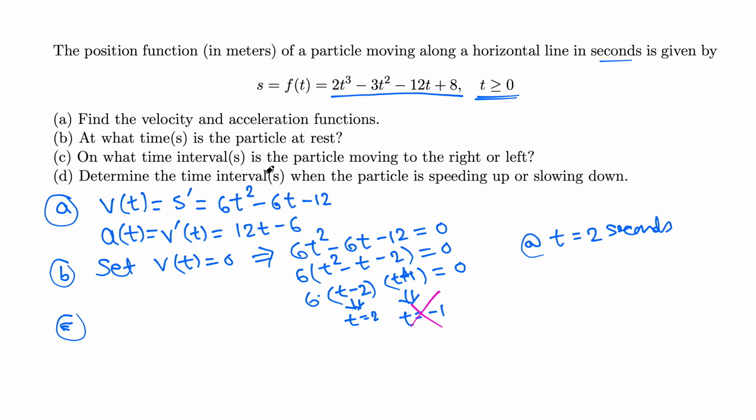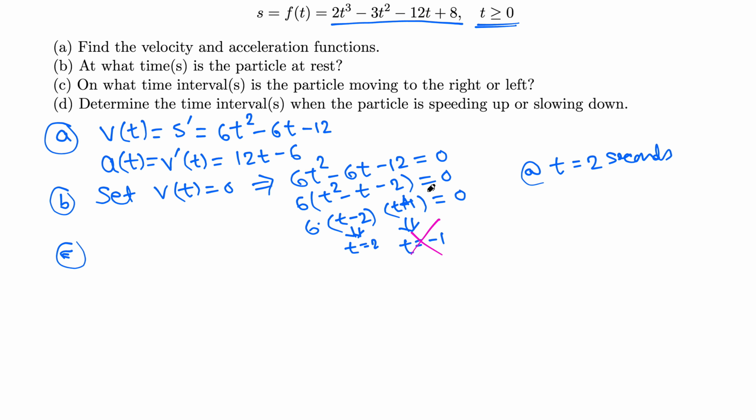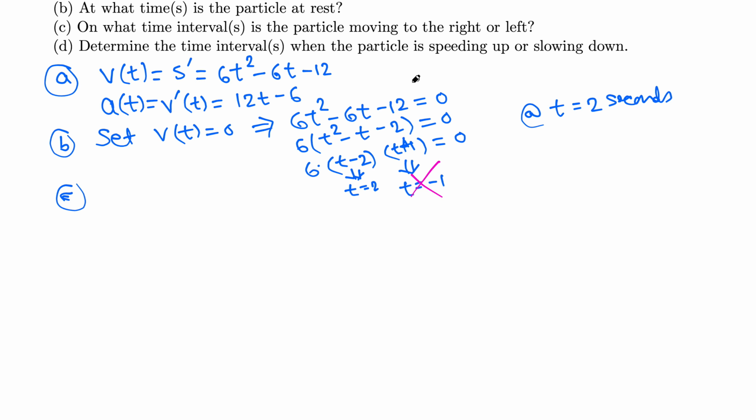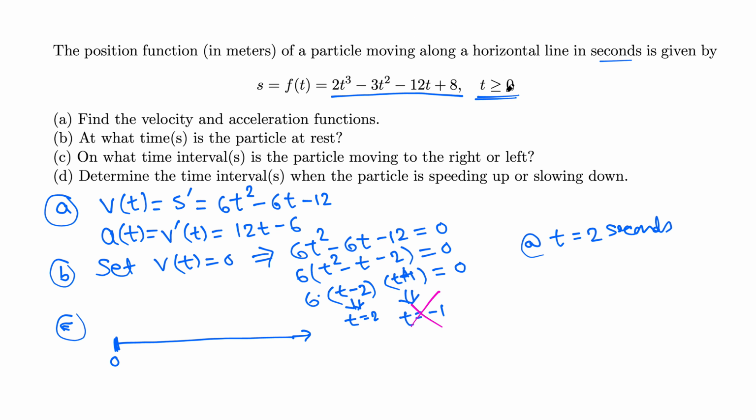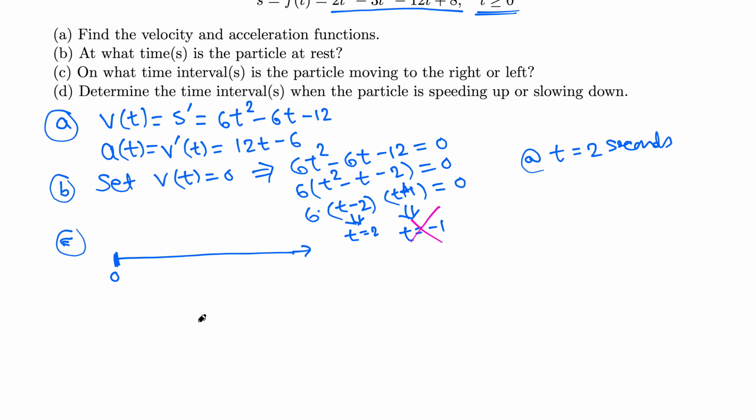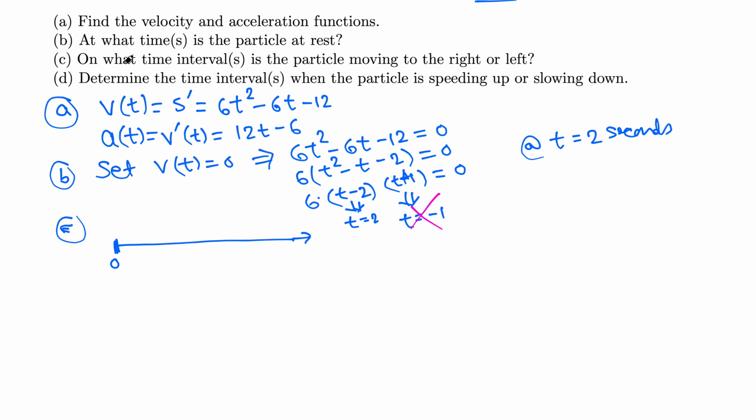On what time interval is the particle moving to the right or left? So the convention is when the velocity is positive, we consider the particle moving to the right. Velocity negative means moving to the left. So we need to do the interval test here. So starting 0 inclusive, it's forever, because t is bigger than or equal to 0. Starting 0 forever. And we know that the particle comes to rest at 2 seconds. We found in part B. So 2 seconds, 1, 2, somewhere.